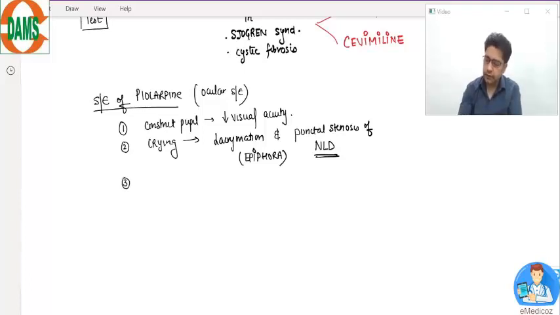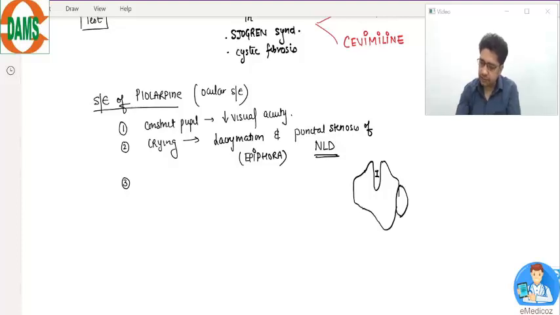Now, sir, you know that this is the iris. In the eye, it is the iris. And behind this iris, this is a lens. And here we have a muscle. Can you tell me which muscle is present out here? Between iris and lens, there are ciliary muscles. And on ciliary muscles, we have muscarinic receptors.